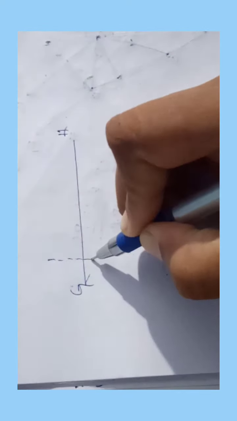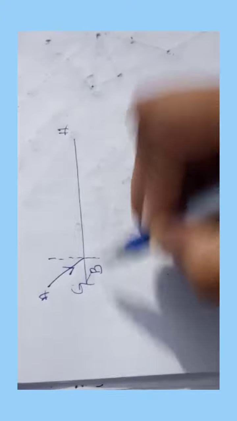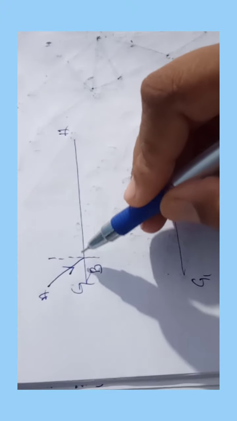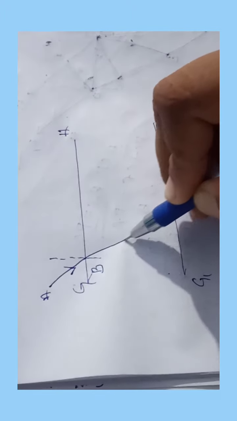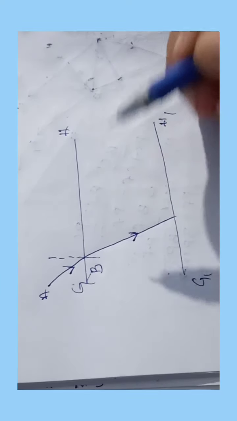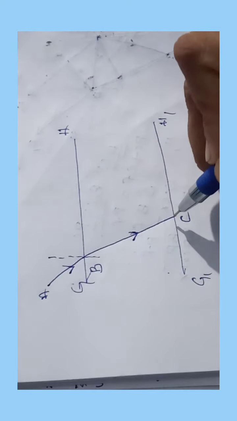Now let a ray AB be incident on GH, the upper layer of the transparent film. Now it is partially refracted into the film. Let it be BC, the refracted ray.